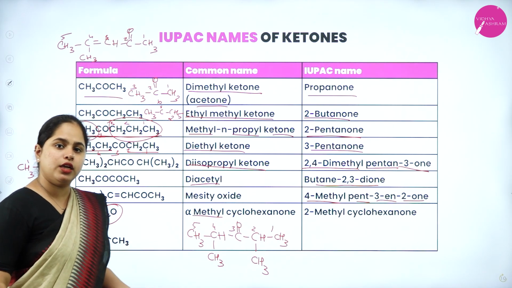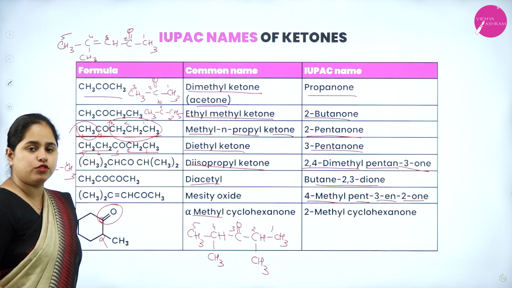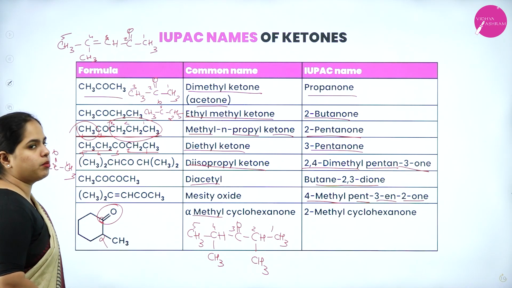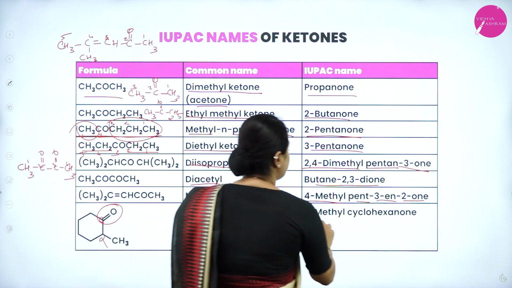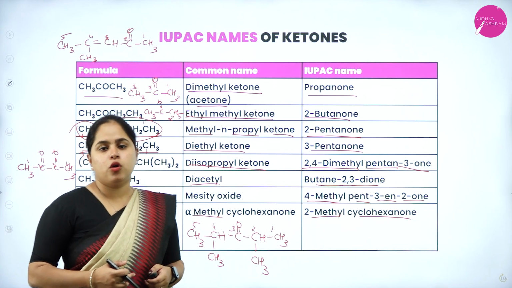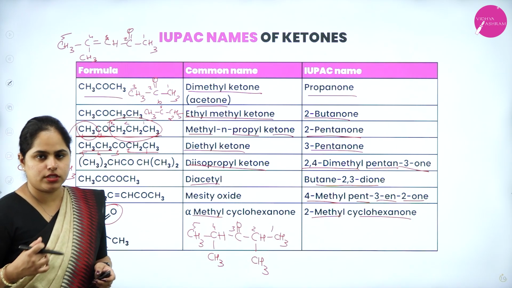Cyclohexanone. Now, how do you write the IUPAC name? Instead of alpha, you have to put 2-methyl, right? On the second carbon atom, you have the methyl group. So, it will be 2-methyl cyclohexanone. Clear? So, I hope the nomenclature of aldehydes and ketones is clear for you.